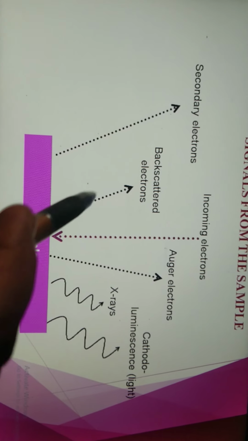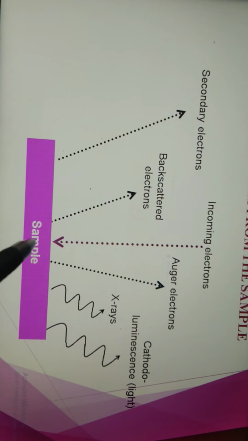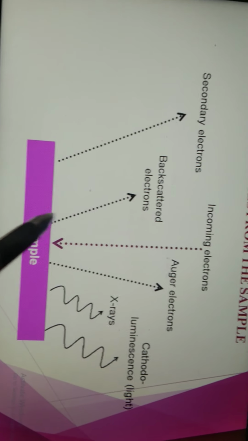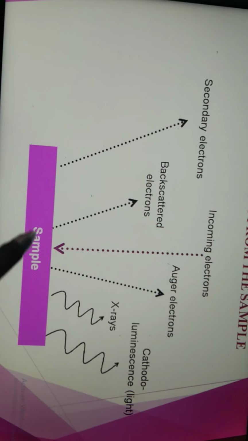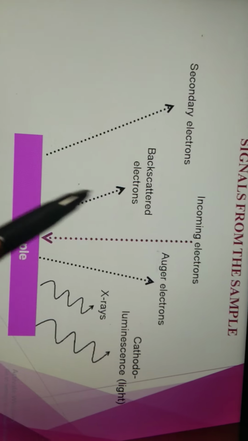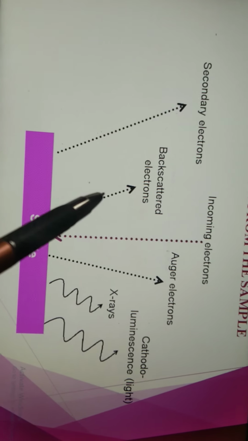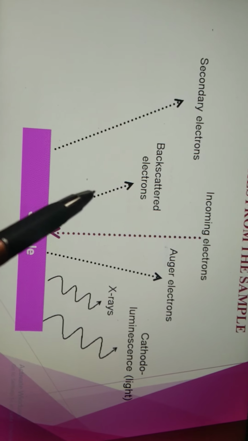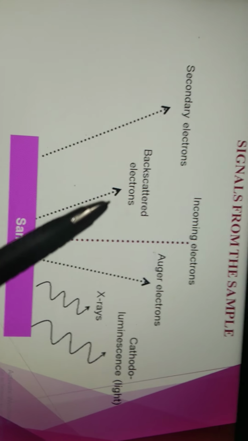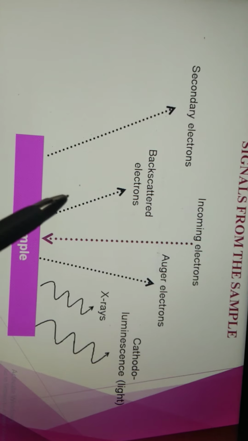These electrons are formed when the electrons are coming out at an angle of 180 degrees when the electron beam interacts with the specimen. This gives you the information about the atomic number. Higher the atomic number, the brighter the image will be as compared to the lower atomic number.